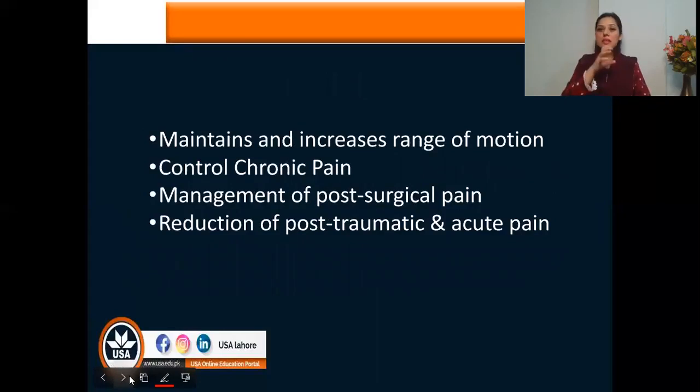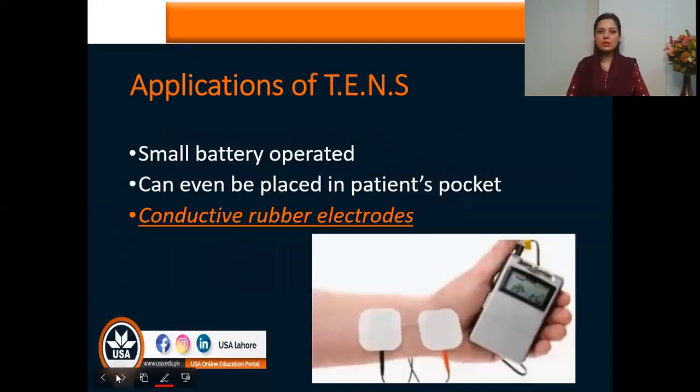Actually, it maintains and increases the range of motion. It controls chronic as well as acute pain, if the person can tolerate it. It is used for management of post-surgical pain and reduction of post-traumatic and acute pain. So it is going to reduce spasm, promote relaxation, reduce pain, and increase the range of motion. These are the common indications for which we use transcutaneous electrical nerve stimulation.